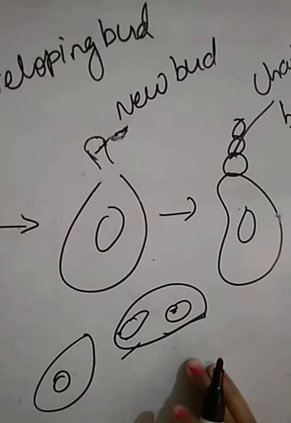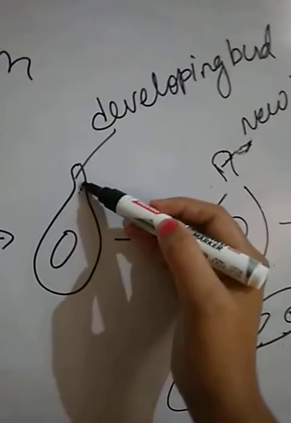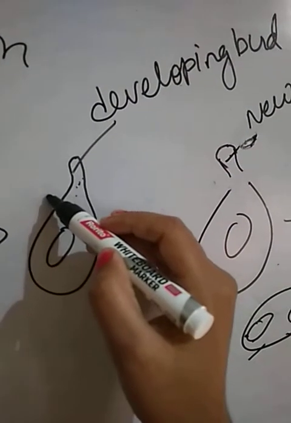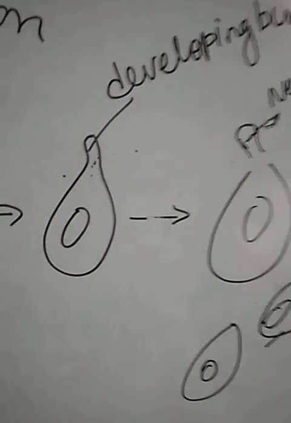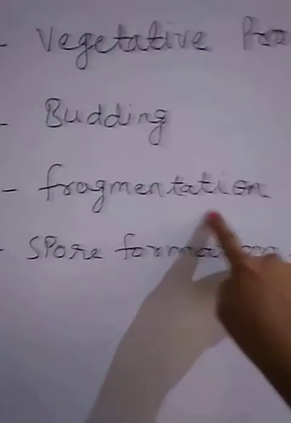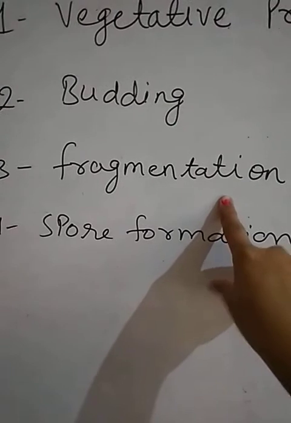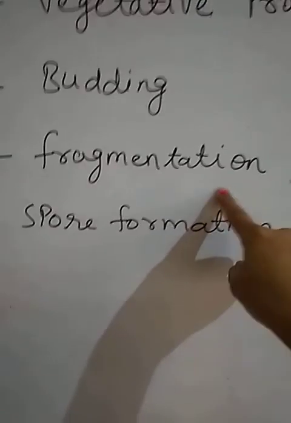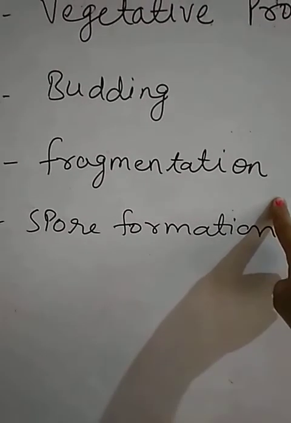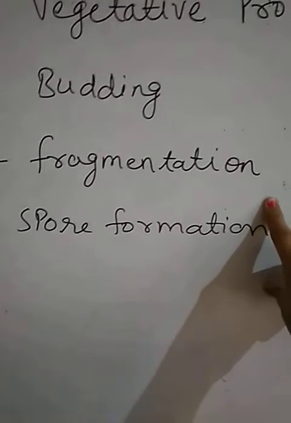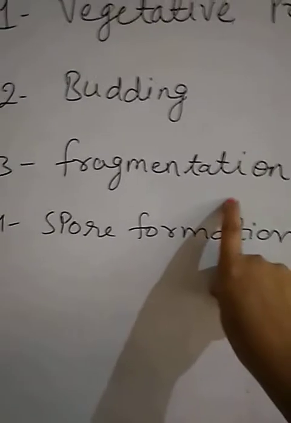So children, this process is called budding, in which a bud-like structure or projection comes out from the parent's body, and after maturing, it detaches from the parent cell and gives rise to a new organism. The next process is fragmentation. Fragmentation is a process in which the parent organism or the parent cell breaks into many sections, or you can say many parts, and each part gives rise to a new individual whose properties are just like its parent cell.